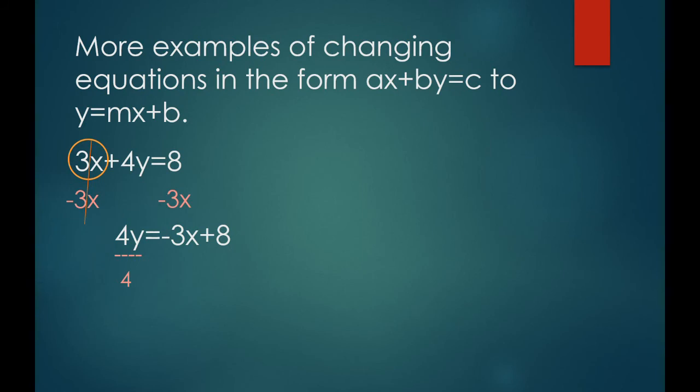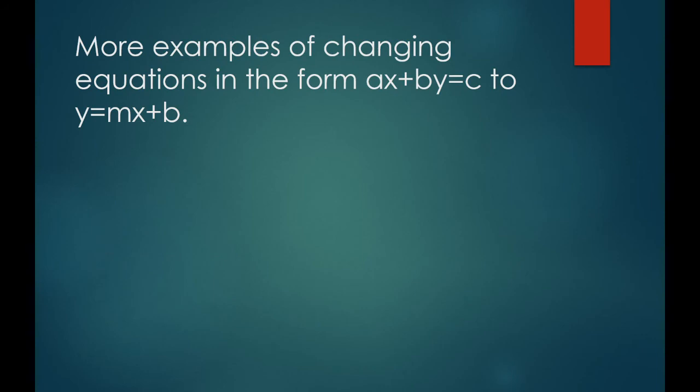Now, gusto ko y lang, kaya dinivide ko sa 4. At yung kabila rin dapat divided by 4. Silang lahat dapat. E di 4 divided by 4 equals 1. Y is equal to negative 3x plus 8 over 4. Pwede rin paghiwalayin yan. Y is equal to negative 3x over 4 and 8 over 4. Since 8 divided by 4 is 2, ayan na po yung ating equation.